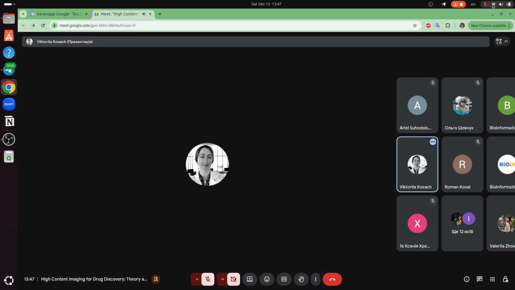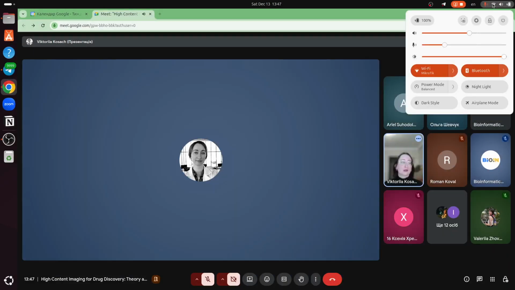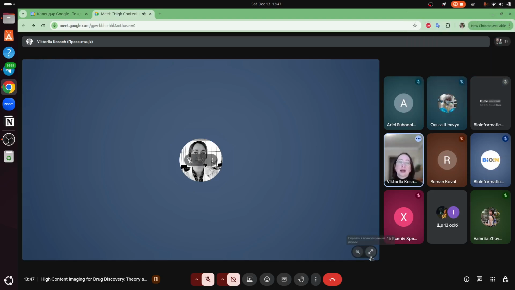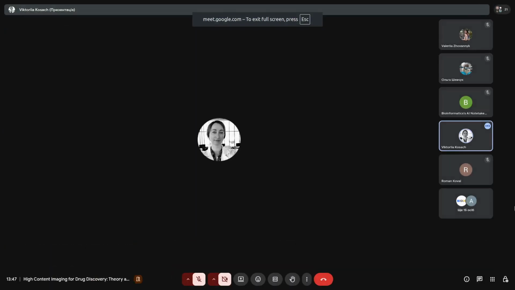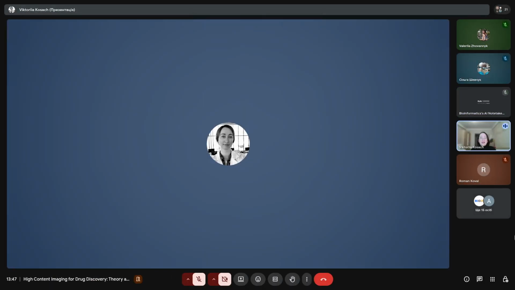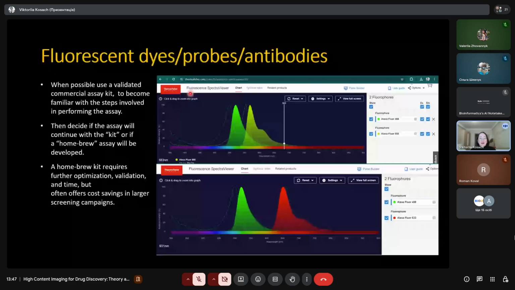You should know your fluorescent dyes' or fluorescently labeled antibodies' excitation and emission spectra. I highly recommend the fluorescence spectra viewer from Thermo Fisher. It is very nice to play with this website. You could add your fluorescent probes on here, and you will see right away if you have any potential problems with overlapping of the spectrum.